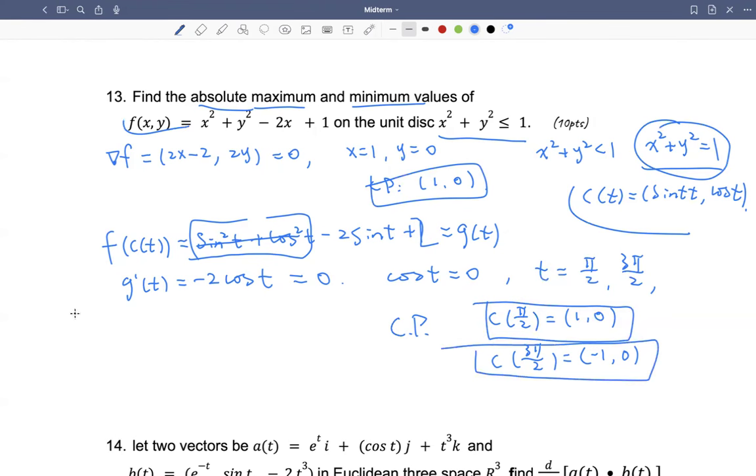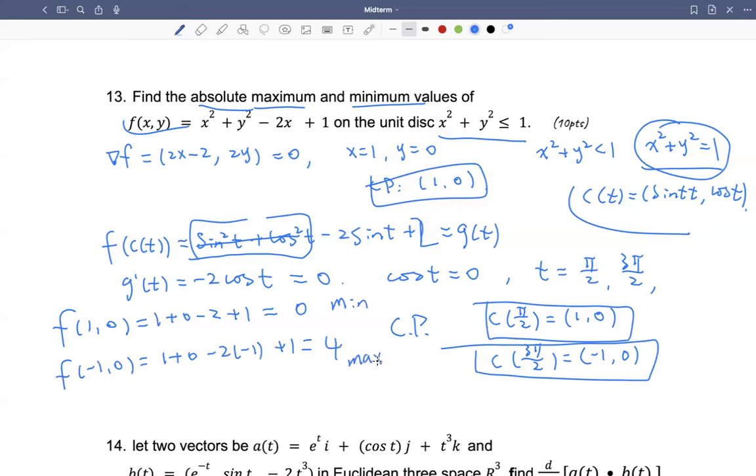So we just have to evaluate f of one comma zero. The x value is one, so you get one plus zero minus two times one plus one. So we get zero for this. Then f of negative one comma zero. We get one plus zero, because negative one squared is one, minus two times negative one plus one. We get four. So compare this: this is a minimum, and this is a maximum.